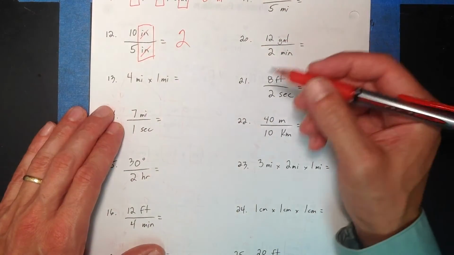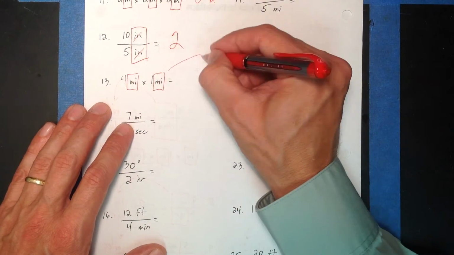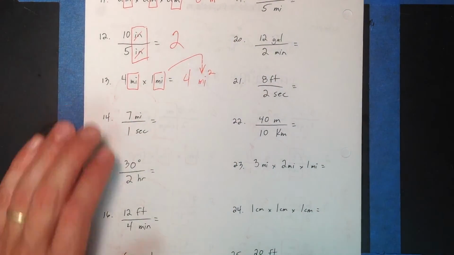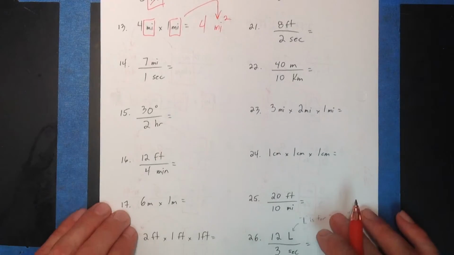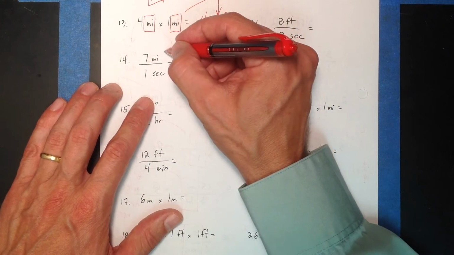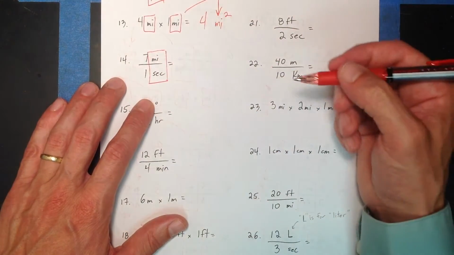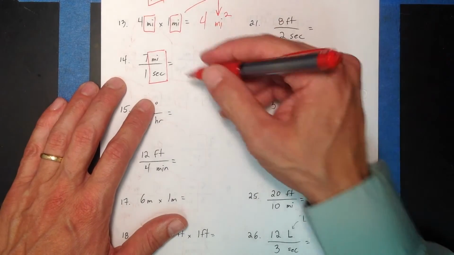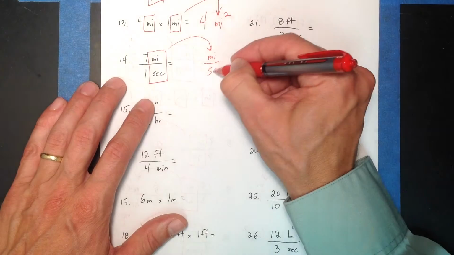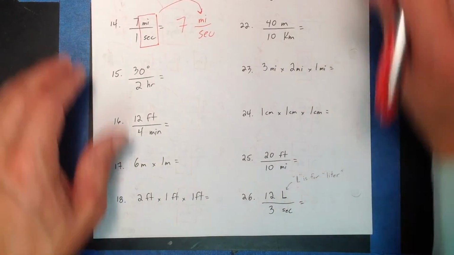4 miles times 1 mile. Here we go. Mile times mile will give you mile squared, and 4 times 1 is 4 square miles. Alright, let's say you travel 7 miles in 1 second. You're going pretty fast on a human level. What's your rate, which you would call speed? Miles per second, and you can't simplify miles per second. 7 miles per second. Wow, that's fast.